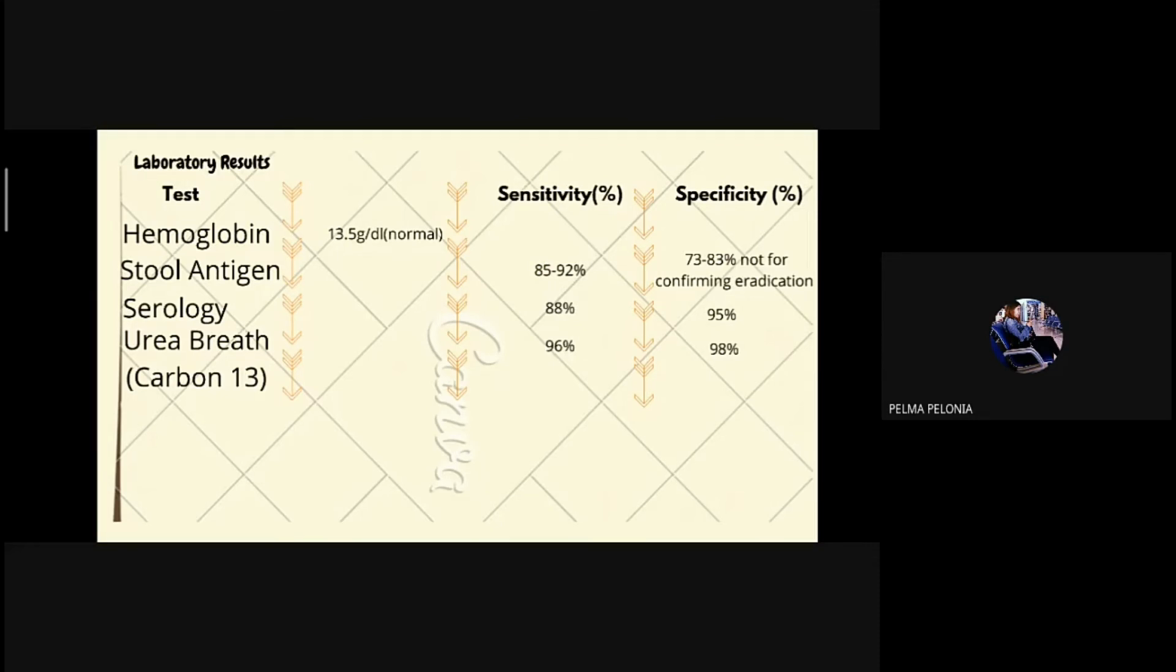So for the diagnosis of the peptic ulcer, according to the provided information, the patient's laboratory tests were done. There were no signs of bleeding as hemoglobin values were normal, 13.5 grams per deciliter, and there was absence of blood in stools and vomiting. The serological and urea breath test confirmed Helicobacter pylori positive infection in the patient with a sensitivity and specificity greater than 95%. Thus the result is defined as positive.